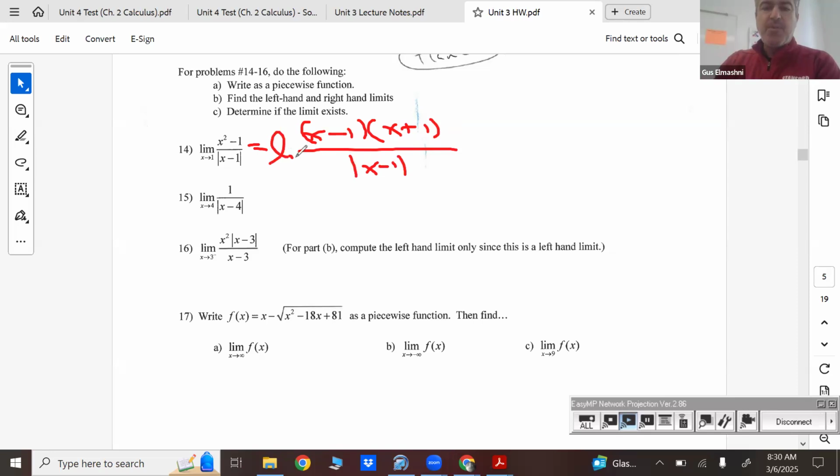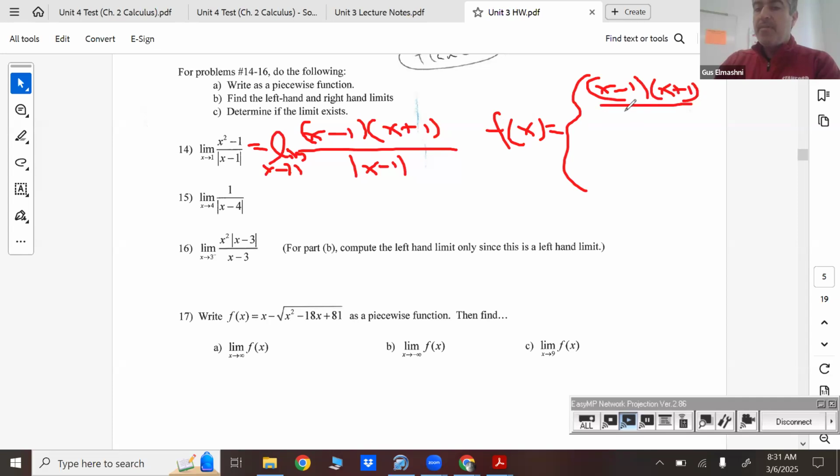All right, and limit as x approaches 1. Then I'm going to rewrite it as a piecewise function. I could say x minus 1, x plus 1 over x minus 1. But that's true when x is what? Good, because you guys are getting it.